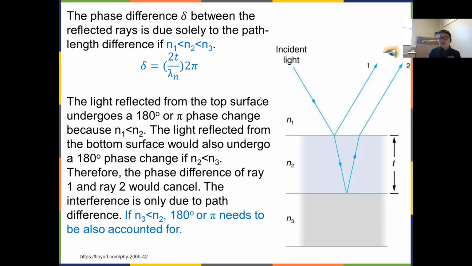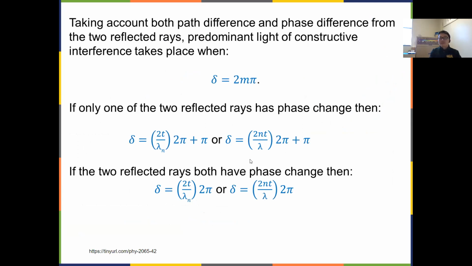Okay? For N1 less than N2, but N2 greater than N3, then you do have a phase difference, because there's no phase change in ray 2, only on ray 1. So then you add pi to the total phase difference, okay? So then as a result, the total phase difference due to path difference for the first part, okay?